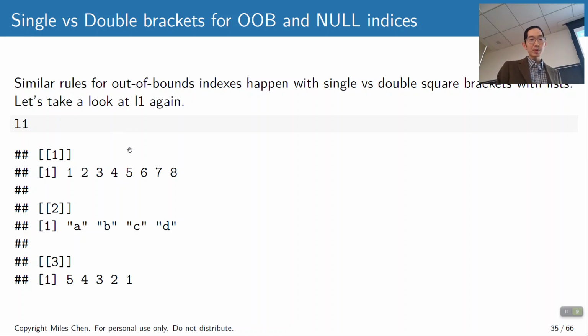Let's look at what happens when we do single and double square brackets and the OOB, the out of bounds index. This is another error that you encounter. Basically, out of bounds means your list is length 3 and you're asking for the 4th thing, or the 5th thing. So it's out of the boundaries of the currently existing object. And NULL is basically you're giving it something of length 0.